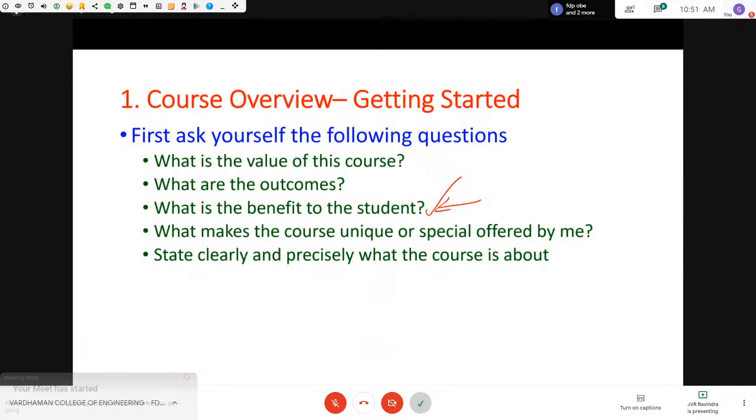What kind of benefit is the student going to get after attending your 60 hours of class? Normally, you are teaching that particular course to the student for 60 hours in the whole semester. So we just have to look at how actually it will help the students. What makes the course unique or special offered by me? Suppose the same course is offered by 3 or 4 faculty members in your university or organization or college. One particular faculty will get very good feedback.